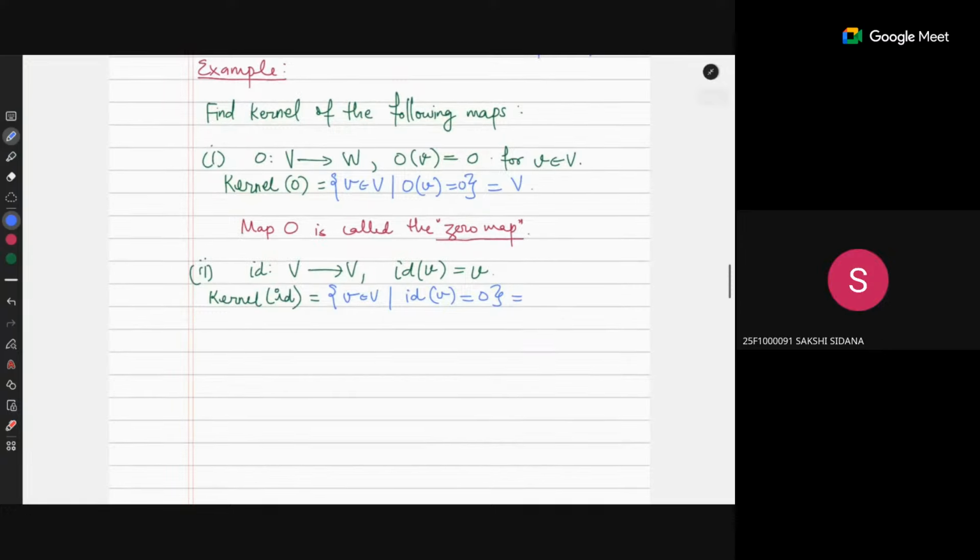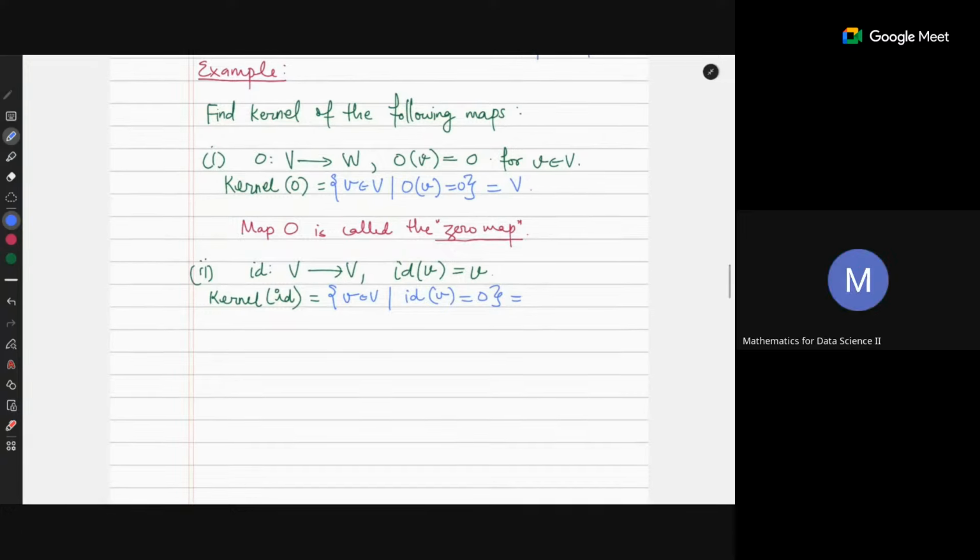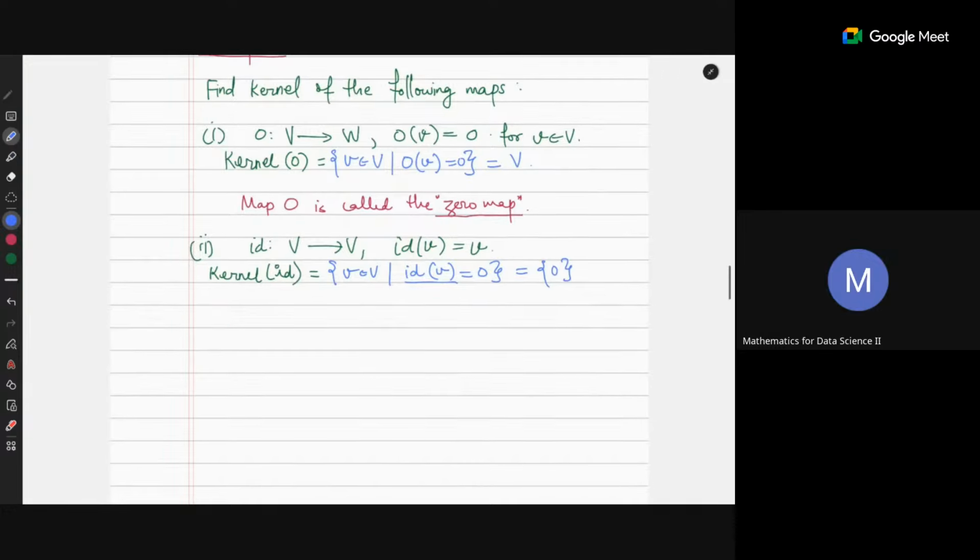No, it should be the zero vector, only the zero vector. Because ID of V is what? It is just V. So it has to be the 0 vector. V has to be 0 only in this case. All right. It is the 0 vector. And this map ID is called the identity.